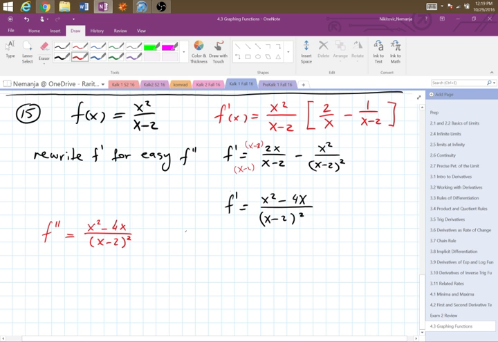Awesome. Yay. So take that times the derivative of this, which would be 2x minus 4, divided by x squared minus 4x, minus 2 over x minus 2. That good?